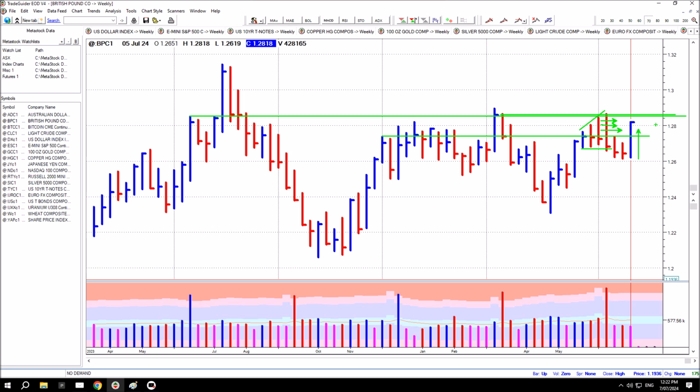Now we have to wait and see if the market is strong enough to maintain a position above this line and perhaps set itself up for a challenge to this line, which would be significant if the market was strong enough to do so. It would take some weakness in the US dollar to do that at the same time.